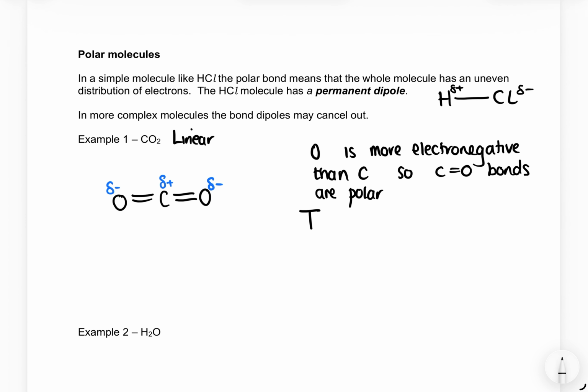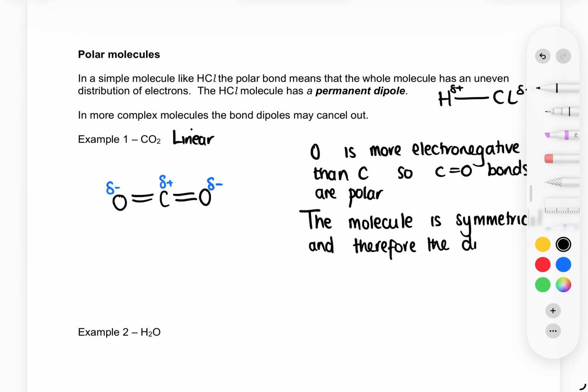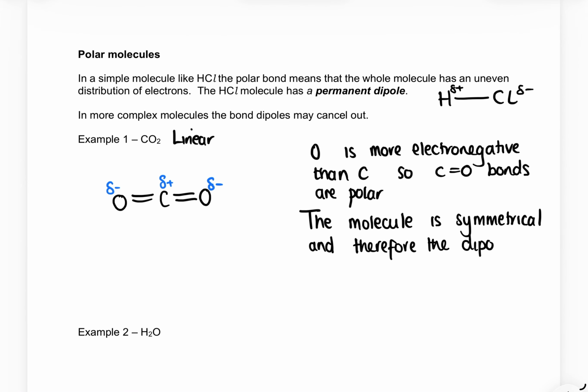However, this molecule is symmetrical. There are no lone pairs on it. The bond pairs have arranged themselves as evenly as possible. So the molecule is symmetrical, and therefore the dipoles cancel out. The CO2 molecule is non-polar.